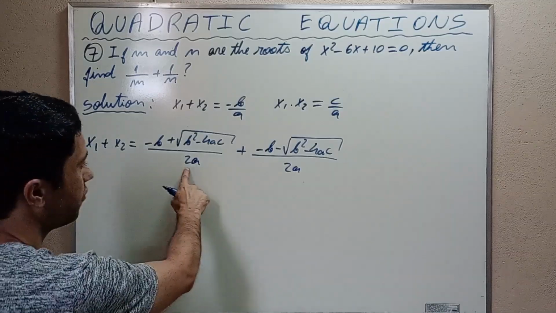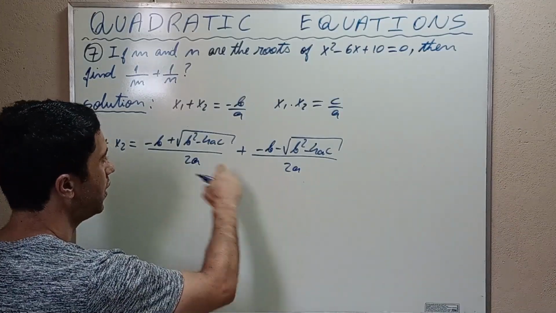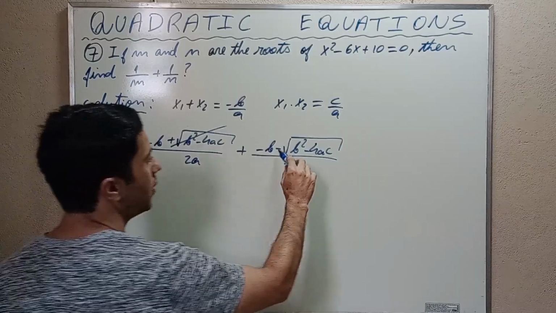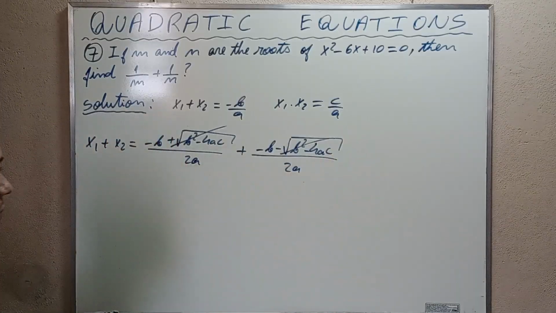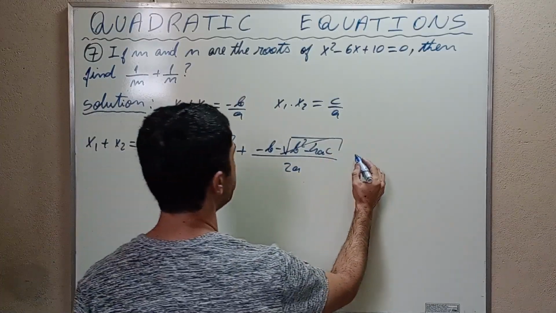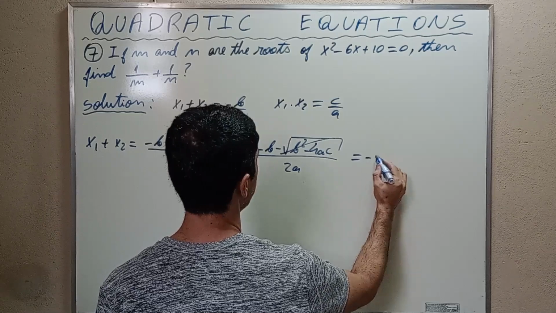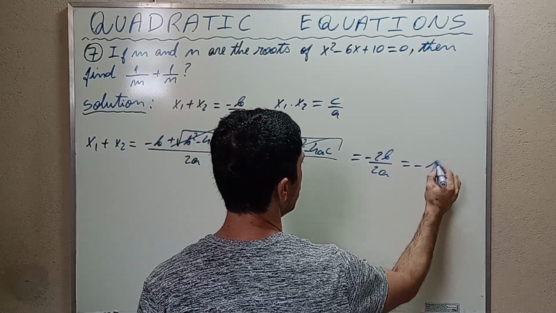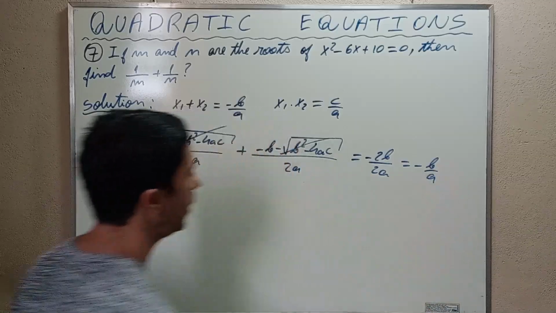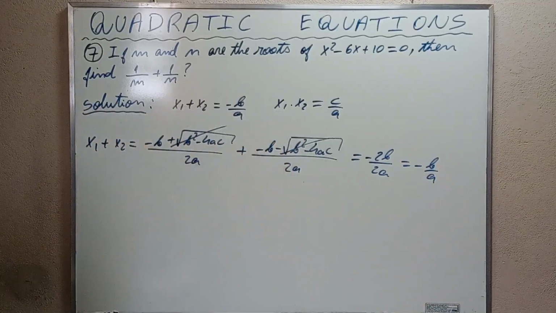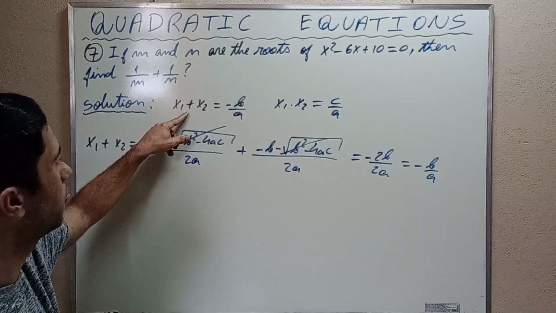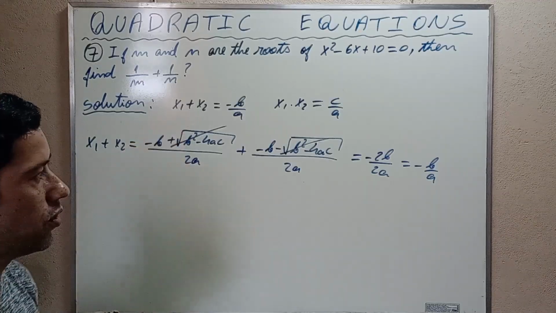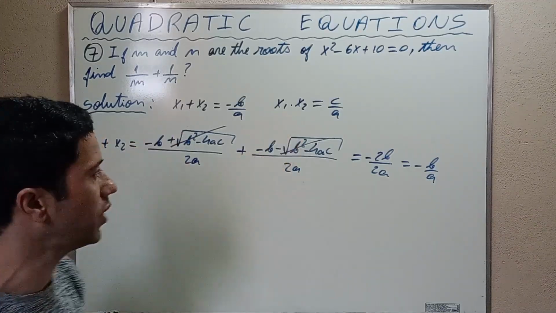Observe that they have the same denominator. Then this positive term here cancels with this negative term, and we end up with negative 2b divided by 2a, and this is equal to negative b over a, okay? This is how we demonstrate this. You can try yourself to prove this, okay?